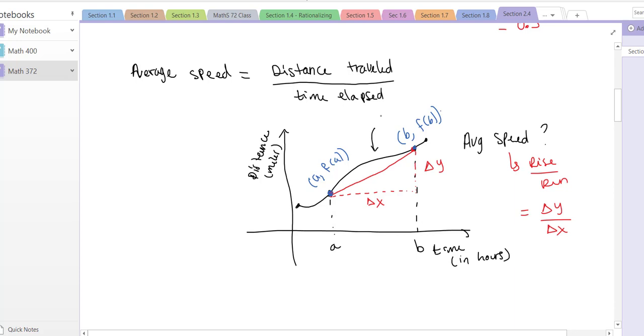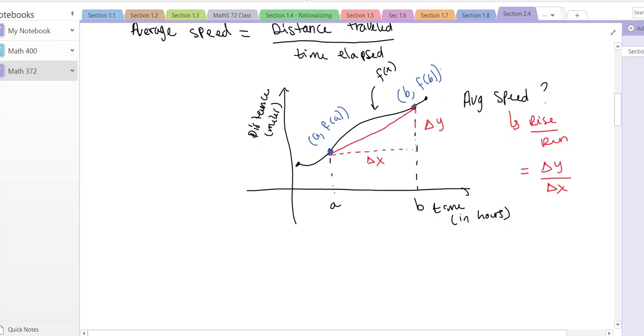And I'm going to just say here, this is some function f of x. So the average speed, the average rate of change of this graph, which when we're talking about distance over time is the average speed, but in general we say the average rate of change is essentially the slope of this line. The change in y over the change in x.